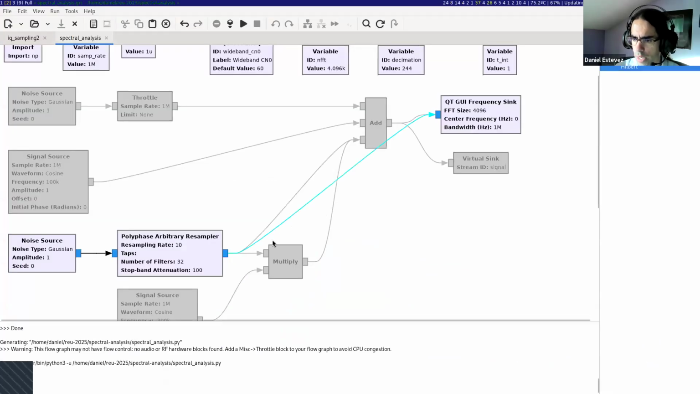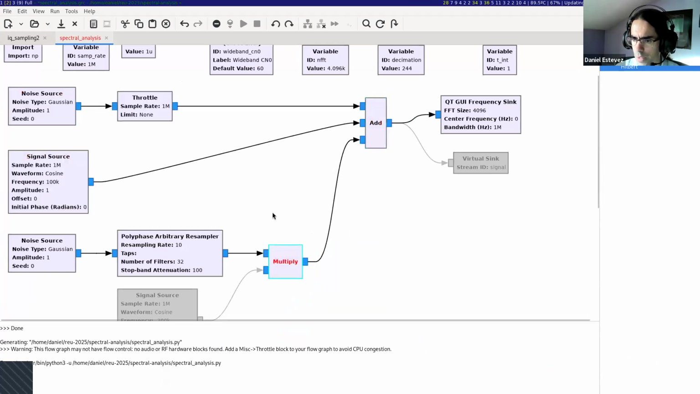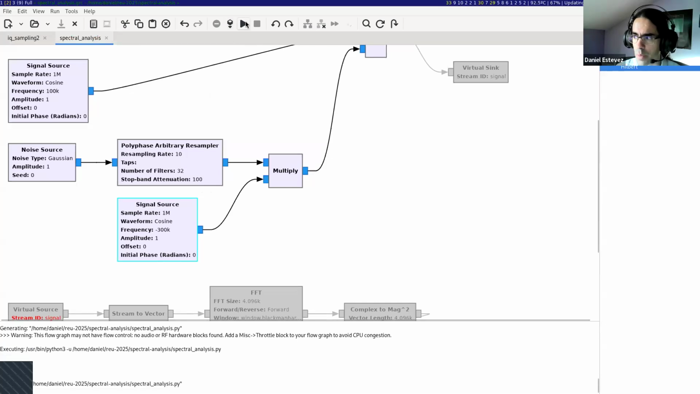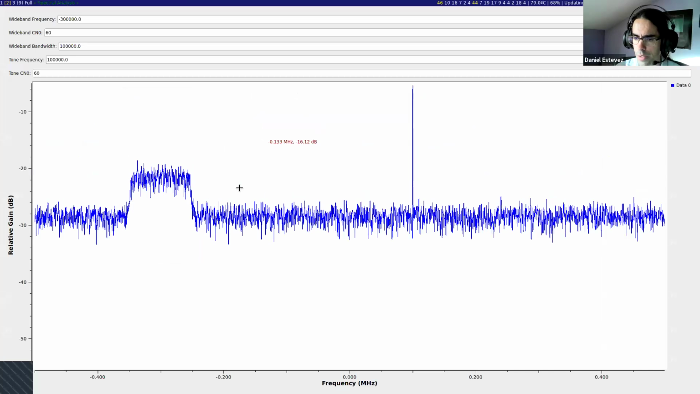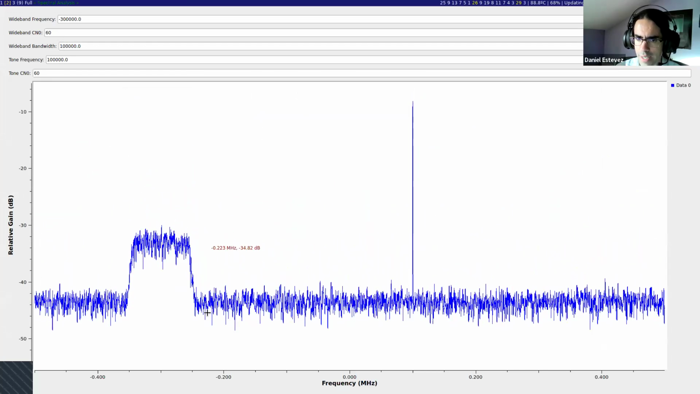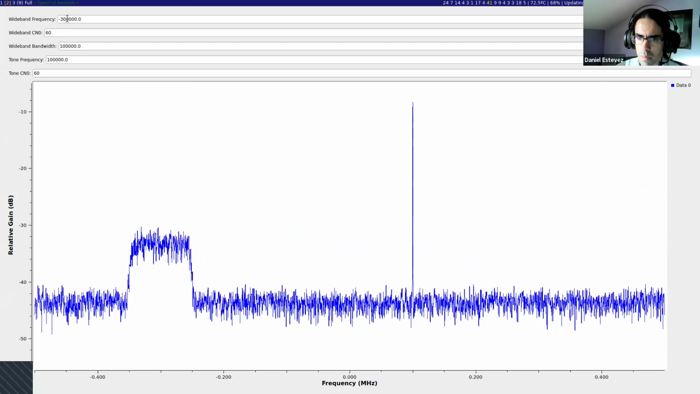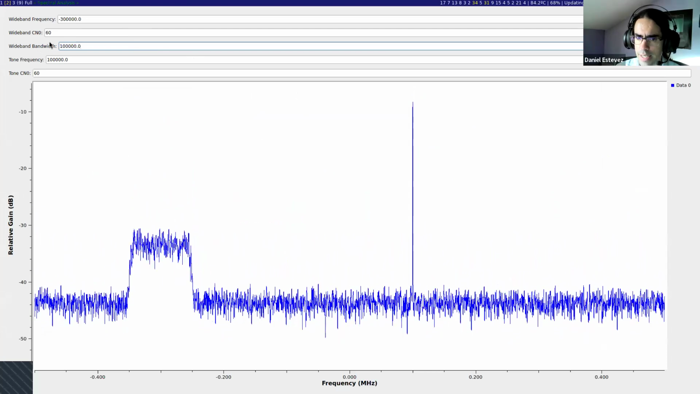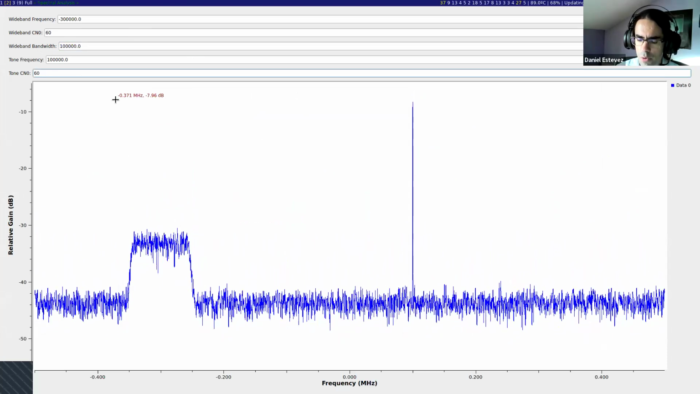So for using this in a nice way in our flow graph, we are multiplying it by a signal source in order to shift it in frequency. And this is an operation that we have seen in the first part of today's tutorial. So this is how I get something which is 100 kilohertz wide and centered at minus 300 kilohertz. And I can play the same game as before.